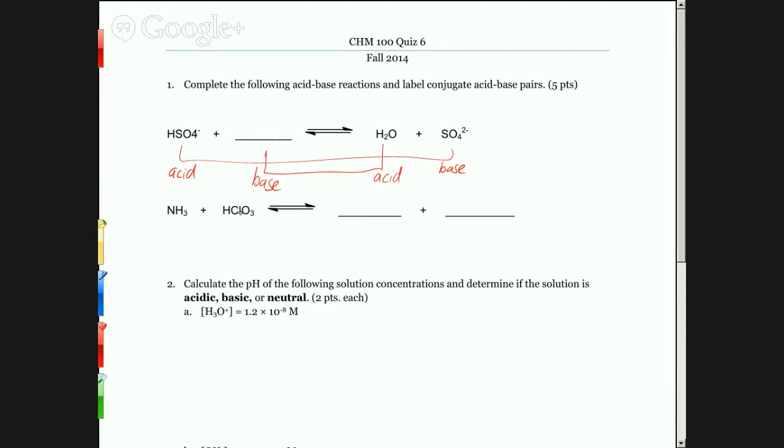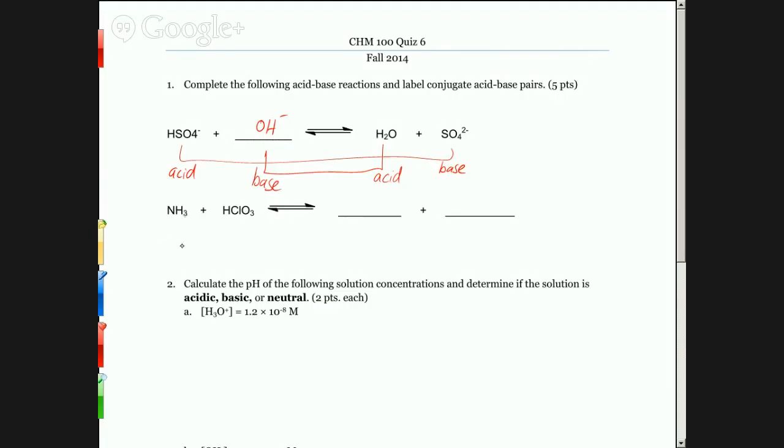Okay. So we have to look at what's the conjugate base of water. That is water minus an H+, which is hydroxide. All right. Same idea for the second one.